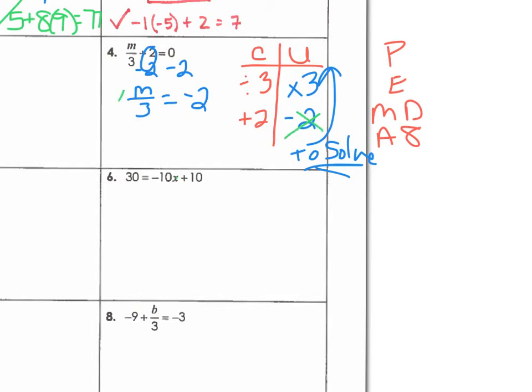Oh, I love doing this. When I multiply by 3 over 1, the 3's cross divide, leaving me with my lonely variable. Whatever I do to one side, I get to do to the other. Alright, 2 times 3, and then negative times a positive. So watch out for integer rules.